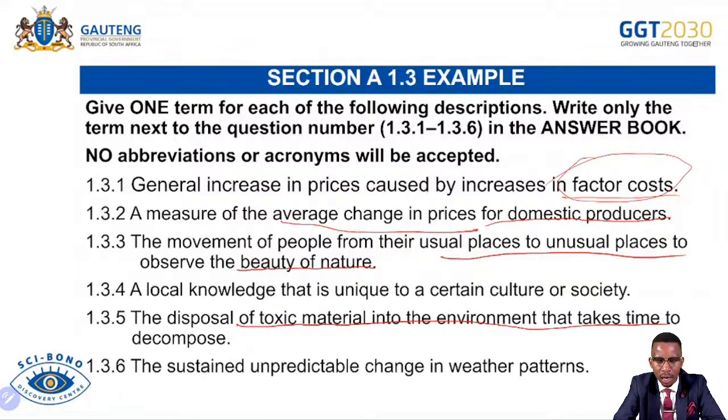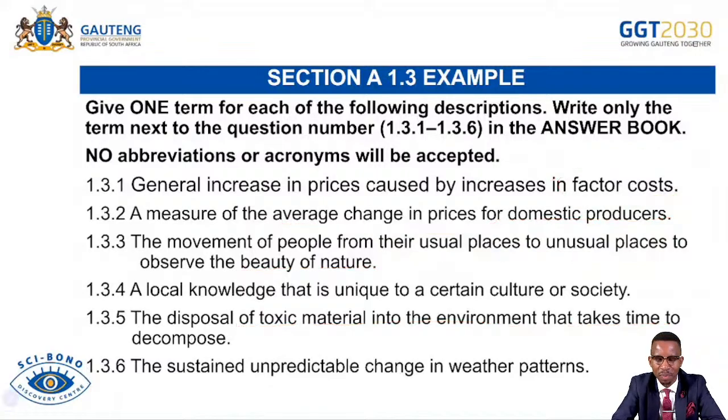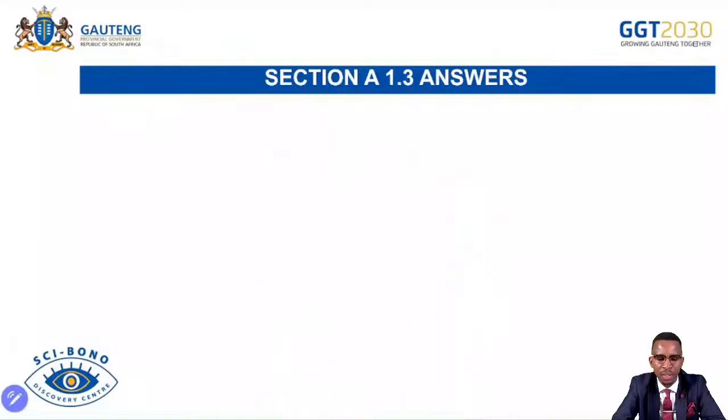The sustained unpredictable change in weather patterns. If ever the weather pattern cannot be predicted, in this case we go straight to environmental sustainability again. We talk of climate change. But let's see then how our responses are.